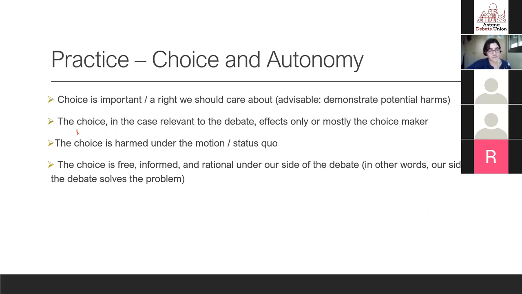At the previous example, if we take the example of smoking, this house would ban cigarettes. Which do you think is the most important burden? I guess the third one, the choice is harmed under the motion of status quo, because different status quo will lead to different conclusions or impacts. Really, I think actually that if we are opposition to this house would ban smoking cigarettes, it's not likely to be contested that the motion harms the choice. Like probably government is going to concede that when we ban cigarettes, there's less choice. So I actually don't think this is the most likely to be contested one.